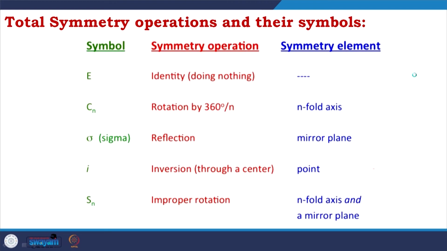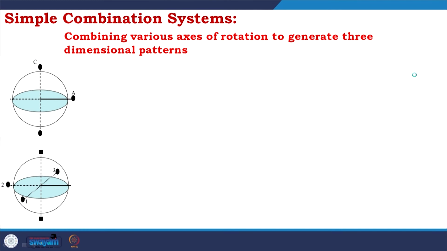So, the total symmetry operations and their symbols: symbol E is identity, which means doing nothing. So, there is no symmetry element. Cn is rotation by 360 degree by n, which is an n-fold axis; two-fold is 180, three-fold is 120, like that. Sigma is reflection, which demonstrates a mirror plane. I is an inversion, which is a point, and Sn is an improper rotation, which is an n-fold axis and a mirror plane. Simple combination system combining various axes of rotation to generate three-dimensional patterns.